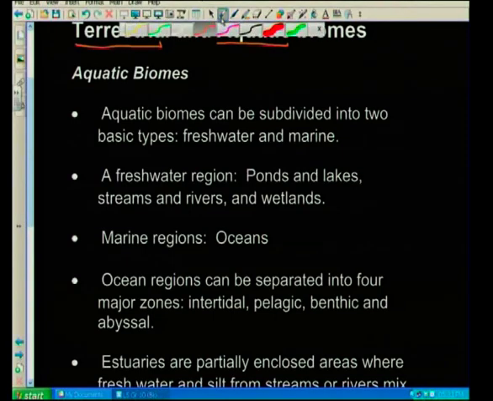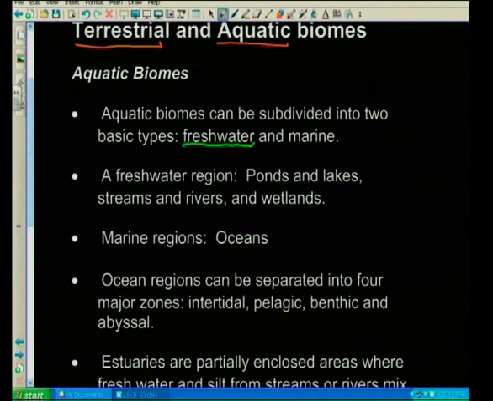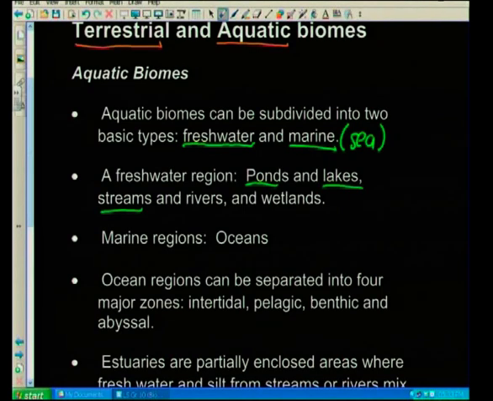First of all, let's look at our aquatic biomes. Aquatic biomes can be subdivided into basic types: freshwater and marine. Marine, think sea. We all love the sea. What is a freshwater region? It's things like ponds, lakes, streams, rivers and wetlands. Those are all biomes that consist of fresh water.